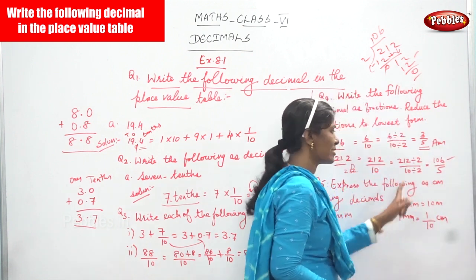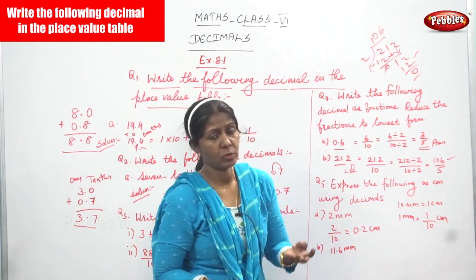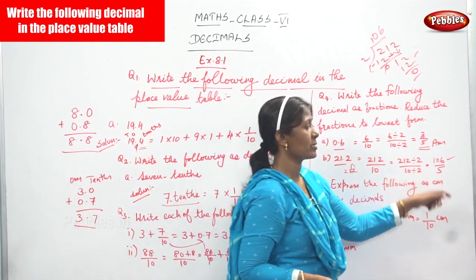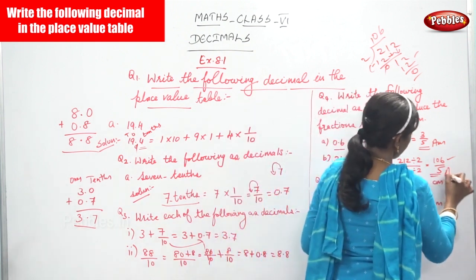106 as a numerator, and 10 divided by 2, you must use the 2 table up to 10. 2 5s are 10. That is, 106 divided by 5. This is the right answer for the question.